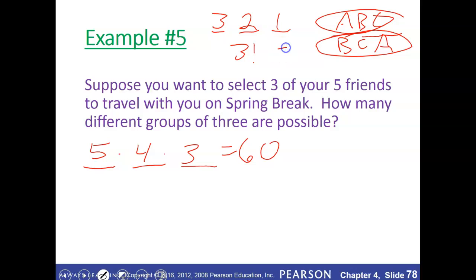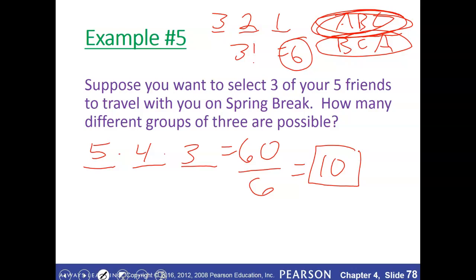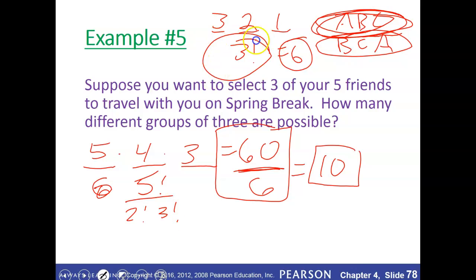3 times 2 times 1 is just 6, which means that group of 3 people is counted in here 6 different times. As a matter of fact, every group is counted in here 6 different times. So what I'm going to have to do is divide 60 by 6, giving me only 10 possible groups of 3 where order doesn't matter. Well, another way that I could have done this problem is by doing this. I could have done 5 factorial divided by 2 factorial. That gives me the 60 like we did on the last page. And then I want to divide that by 3 factorial, which is what I did up here.